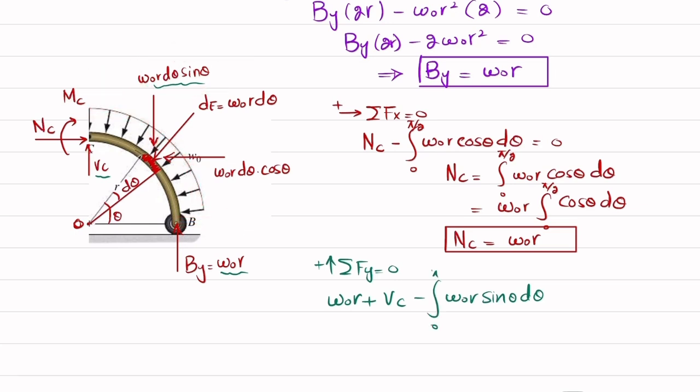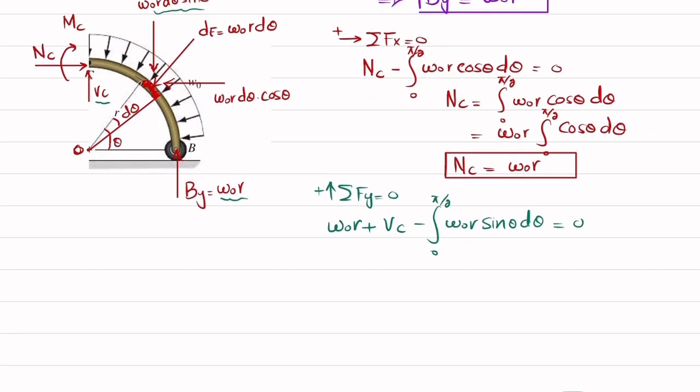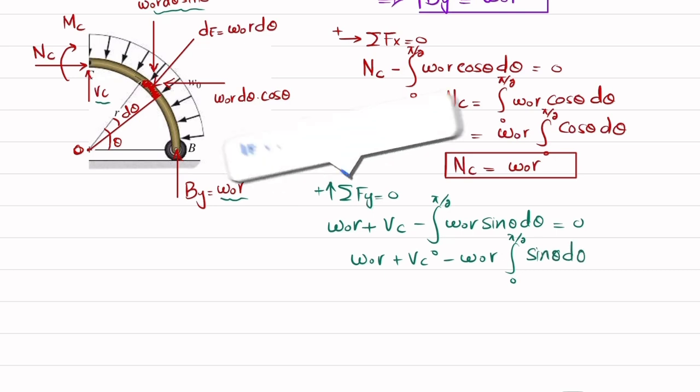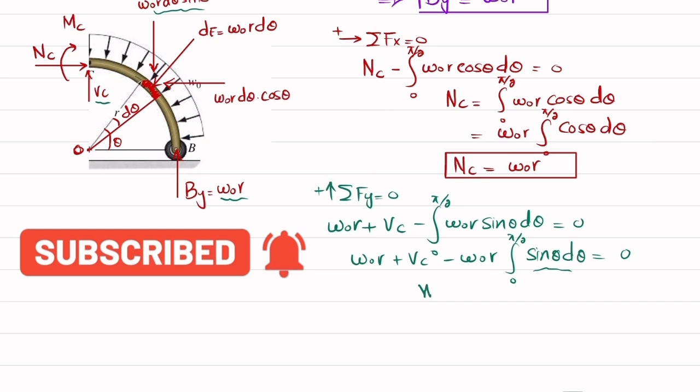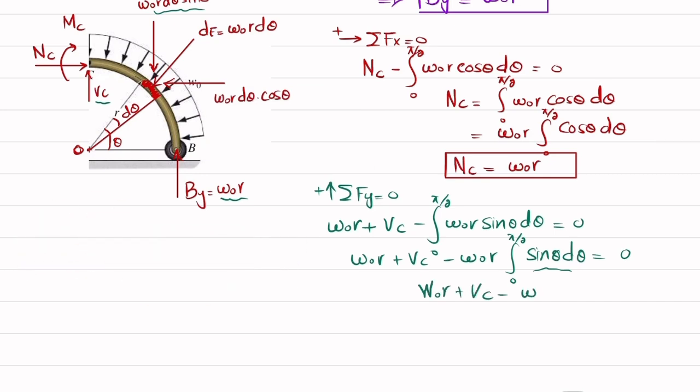So I will write the integral from 0 to pi by 2 is equal to 0. Now w naught into r plus VC, and this is minus w naught r times the integral from 0 to pi by 2 of sine of theta into d theta, is equal to 0. And you will get 1 from this as well. So you will get w naught into r plus VC minus w naught into r is equal to 0. So from here VC is equal to 0. It means that there is no shear force at point C.